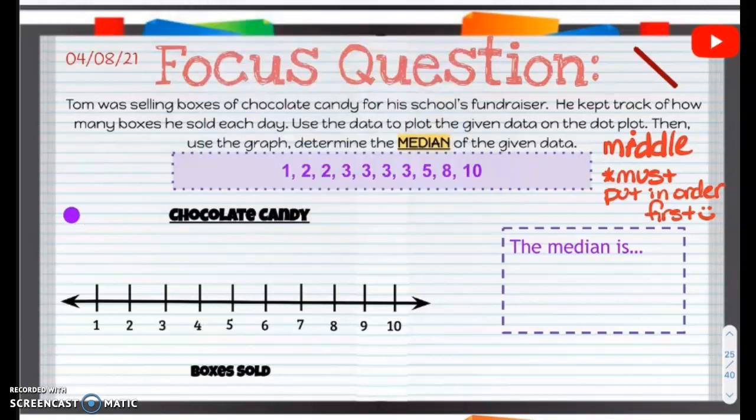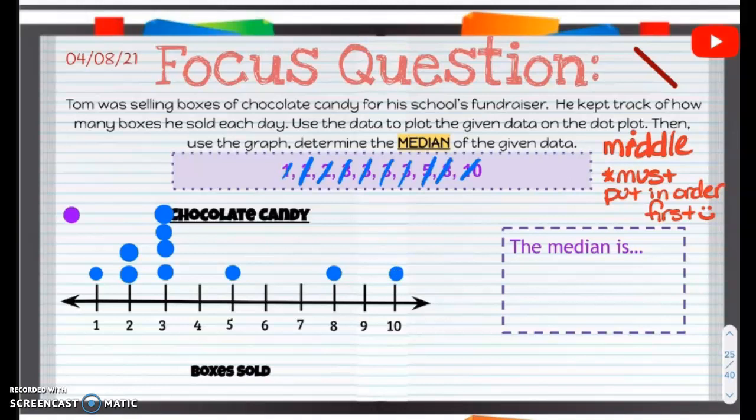So first we do have a number 1. I'm going to put a circle at 1. We have a 2. We have another 2. There's those. We have a 3. We have another 3. We have 2 more 3s. So we have 4 3s. I kind of made a snowman there. Sorry. We have a 5. We have an 8. And we have a 10.